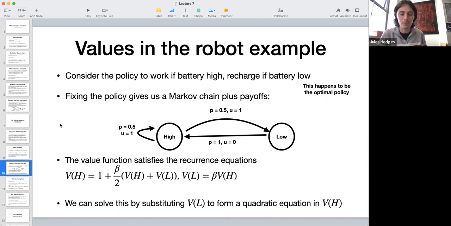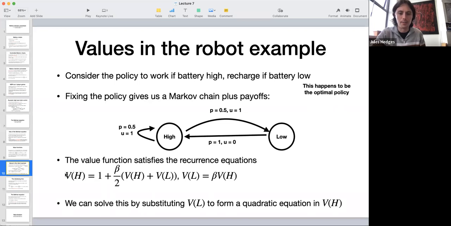If you've worked with Markov chains before, you'll be able to see that we can write down some recurrence equations which are satisfied by the value function of this thing. The easy one to see is that the value of being in the low state is equal to the value of being in the high state times beta, because we know that with probability 1, we're going to transition here, we get a payoff of 0 for that, but we accumulate an extra copy of the discount factor, and then we run from here, and we know that running from here will give us the total payoff V_H.